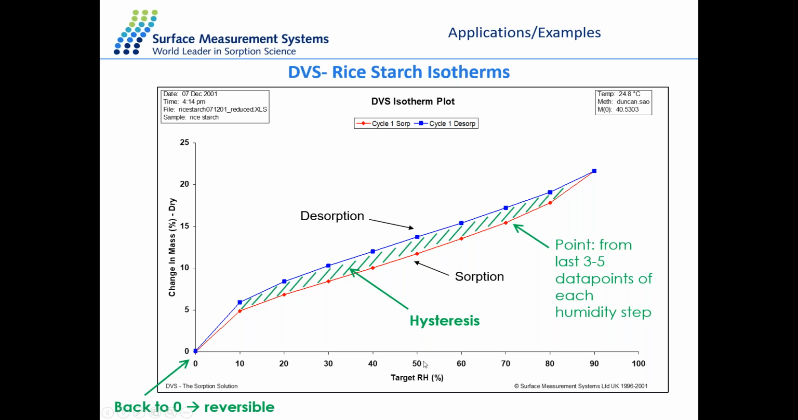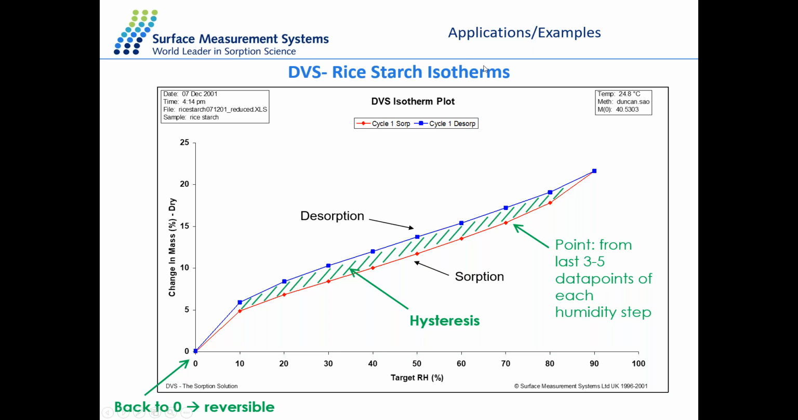So if you look at 50% relative humidity, for example, to get to the same level of mass during the desorption as in the absorption stage, we have to go to a much lower level of relative humidity, which means that the molecule needs a much higher energy to move out rather than to move in.